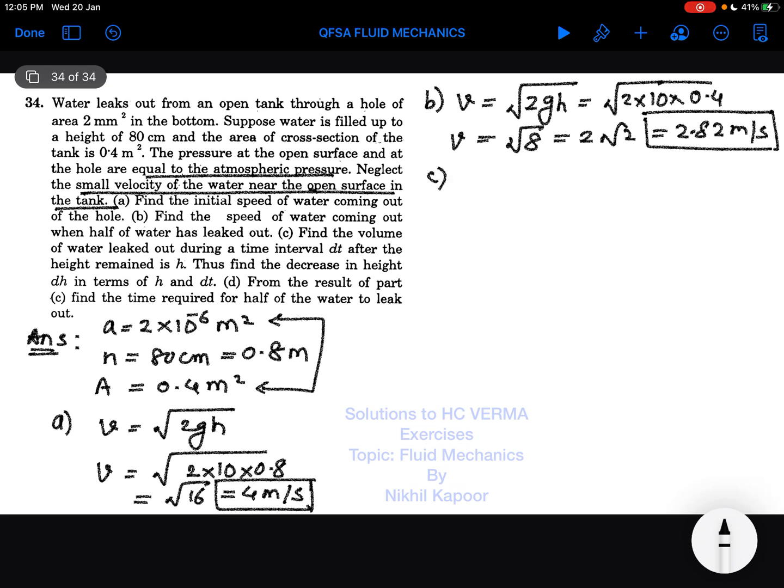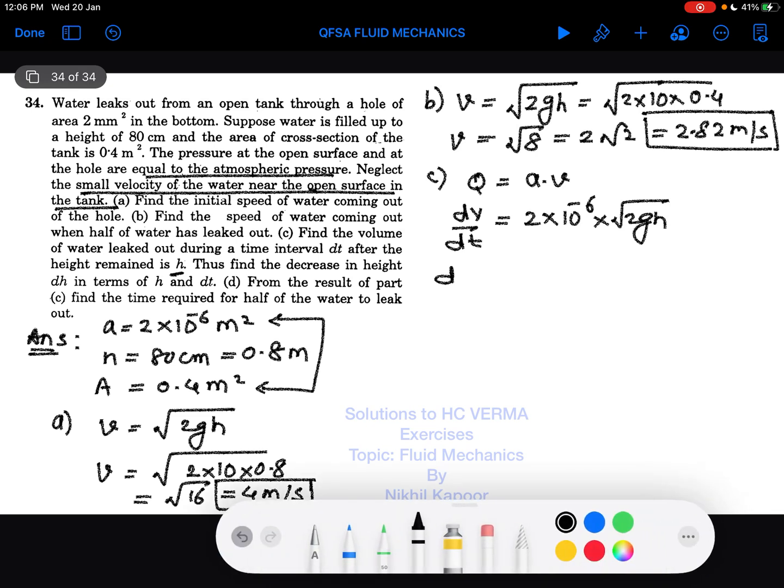Then find the volume of water leaked out during a time interval dt. So as we know the flow rate is nothing but area into velocity. So the volume of water leaking out, dV by dt, would be equal to small area into v, 2 into 10 to the power minus 6 into the velocity of water when height is h. So it would be under root 2gh without any calculation. So the volume of water leaking out in time dt, if you multiply by dt there, you will get the answer easily.